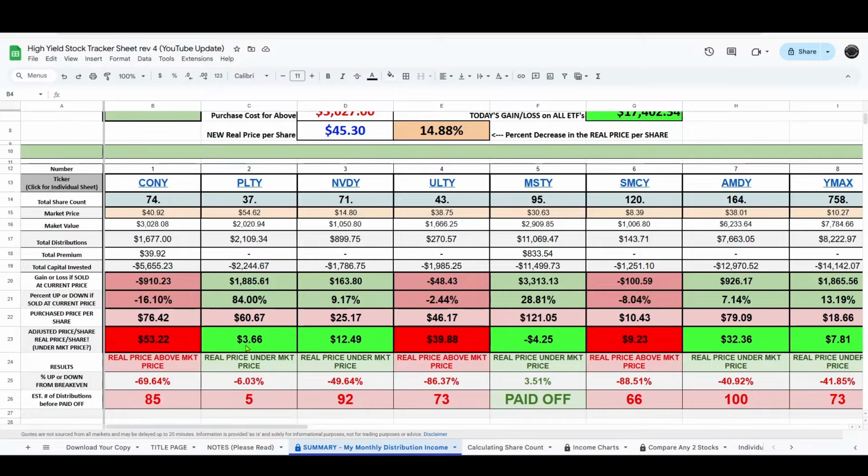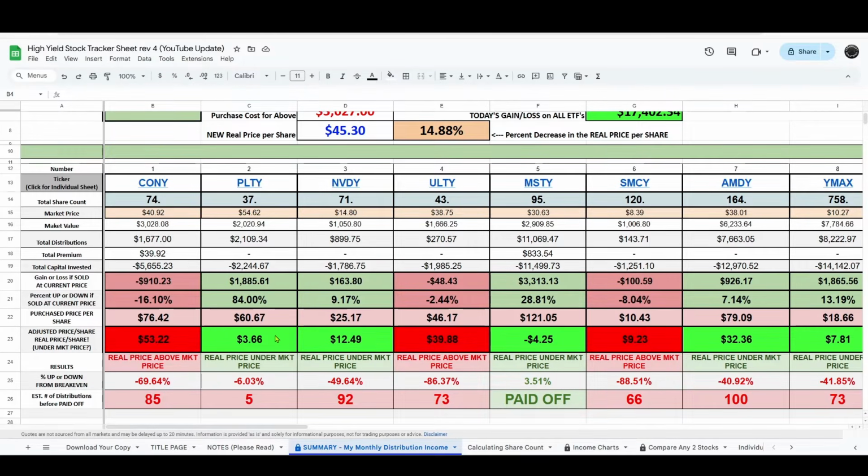$3.66. Therefore, if I did purchase shares at that $54 mark, that will increase this adjusted price per share, even though it will decrease my purchase price per share, right? Because that purchase price per share is $60.67. But by buying at 54, it will decrease the purchase price average of that $60. So that will drop, but it's going to increase my adjusted price per share.